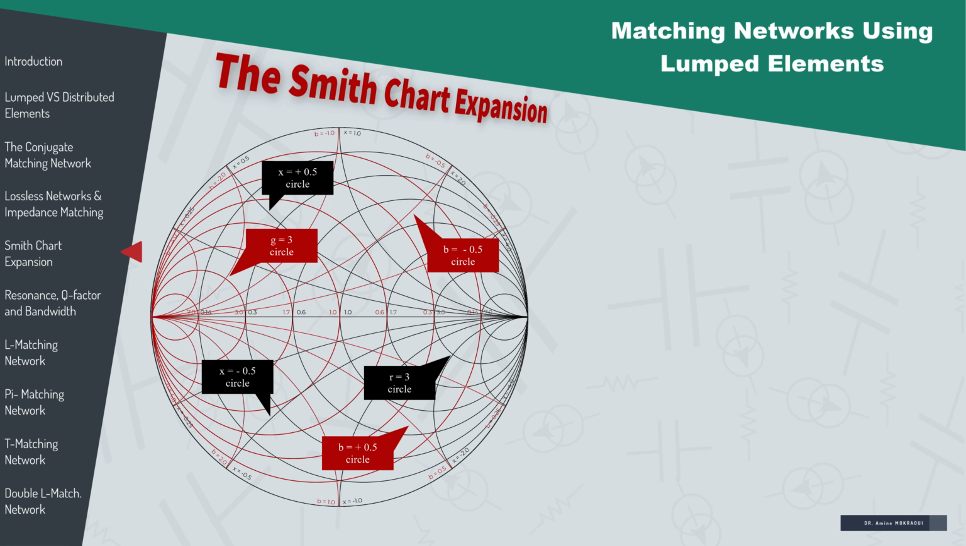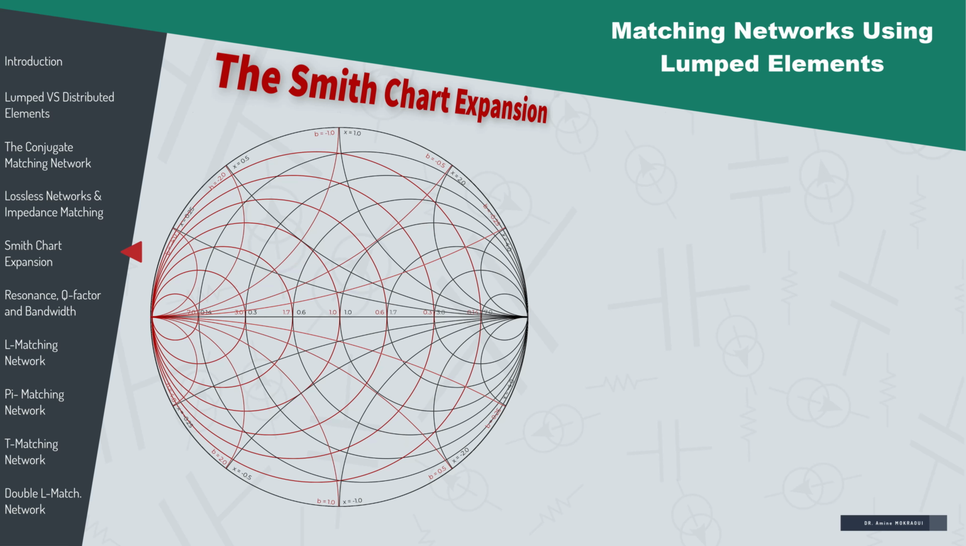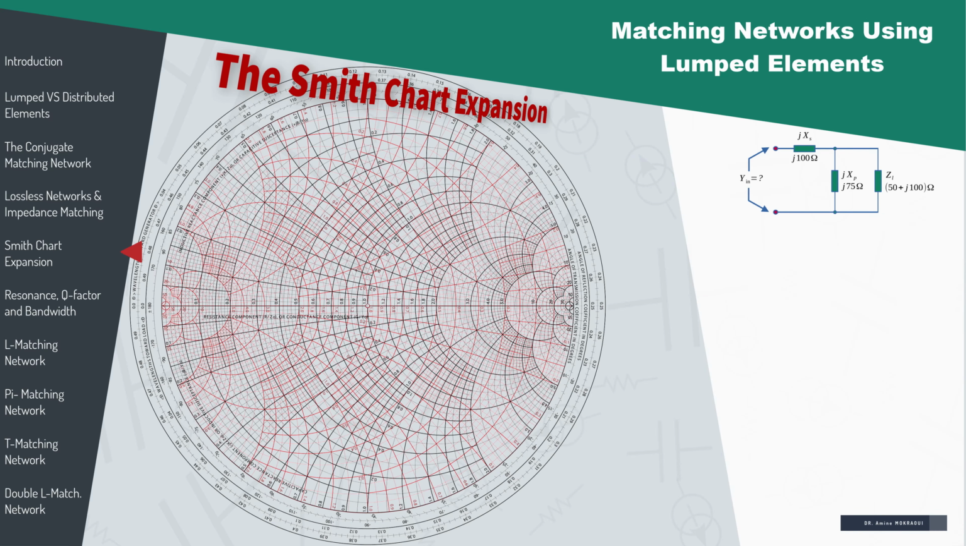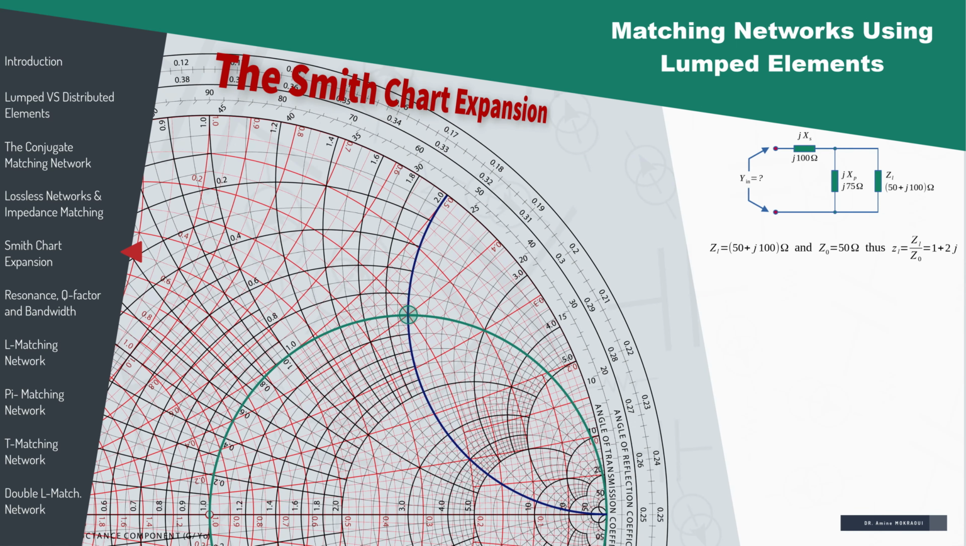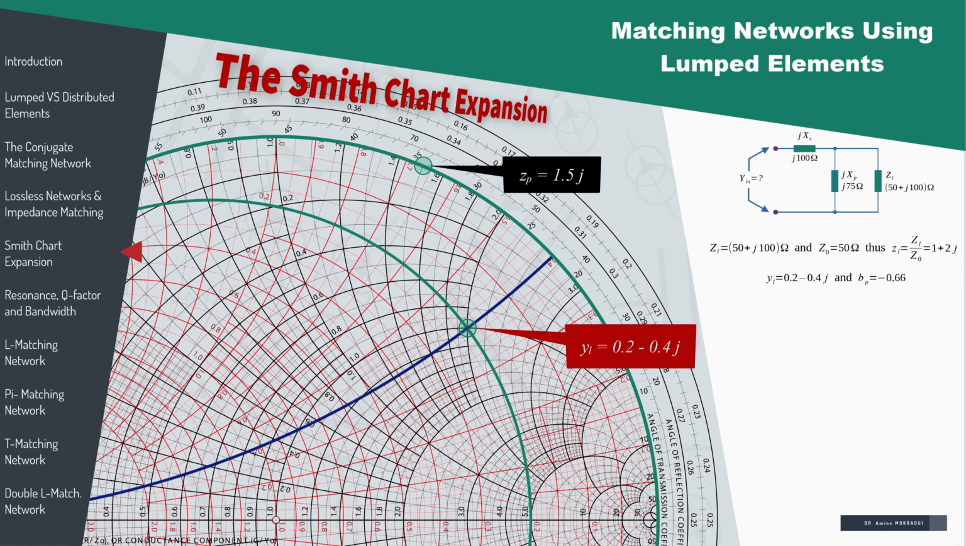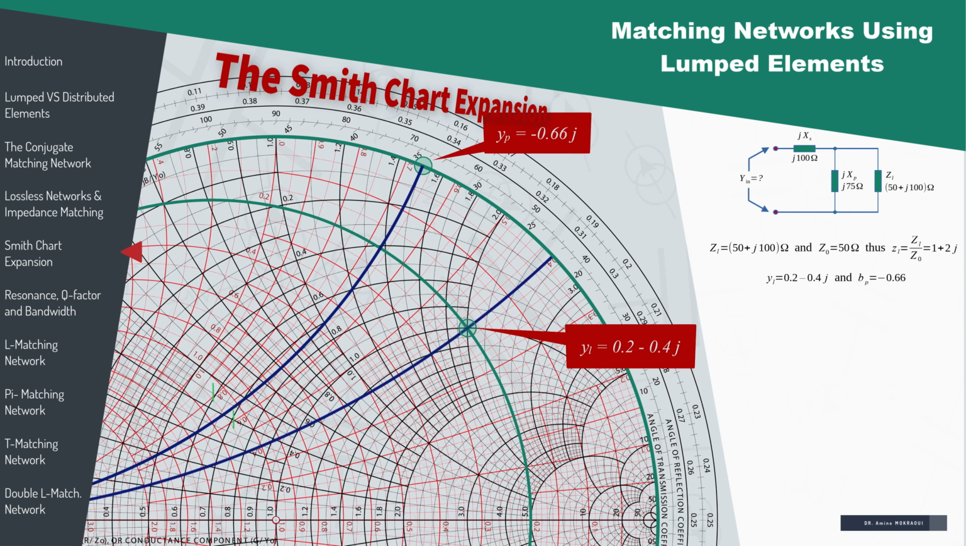Let's use the new Smith chart to find the input impedance of our previous example. We start by locating ZL and ZP on the black grid. Then we read YL and YP equals jBP on the red grid. We find again YL equals 0.2 minus 0.4j and BP equals minus 0.66. The association of the two admittances is obtained by summing up their values. Here again, y'(L) equals 0.2 minus 1.06j.